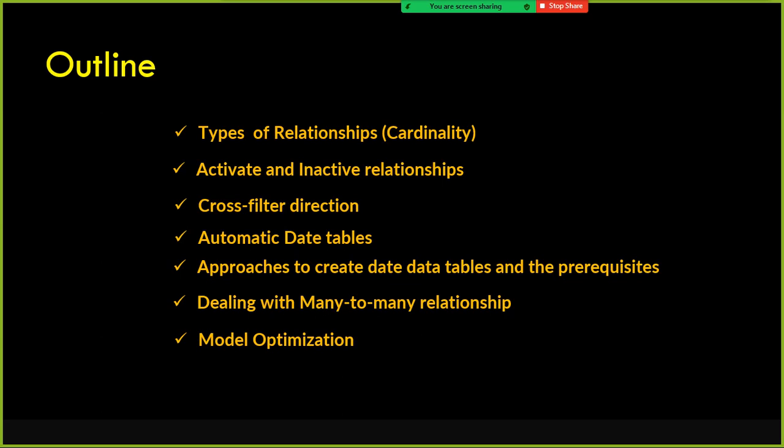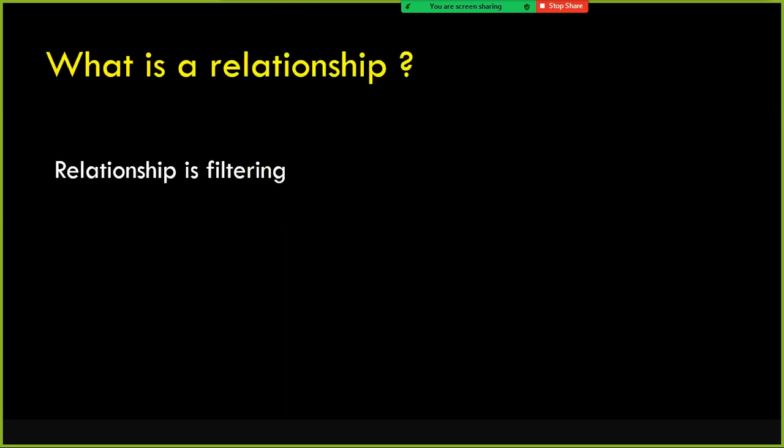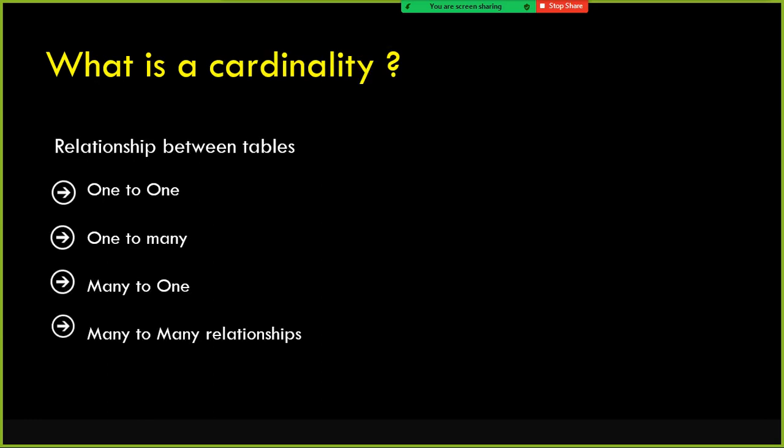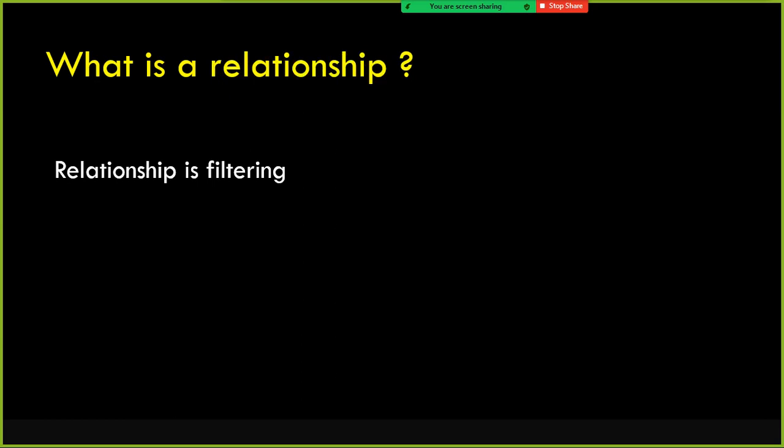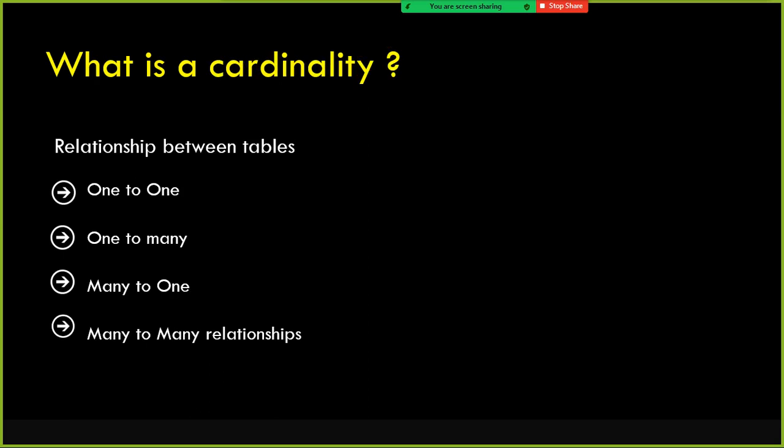Next, we will see the types of relationship. As I told you, once you create the relationship between the dimension table and fact table, the filtering will be done automatically by Power BI. Next, we will see what is cardinality. Before we proceed with understanding the filtering in detail, I'll show you with an example how the filtering is happening once you create the relationship between the tables. Right now, let us understand the different types of cardinality.